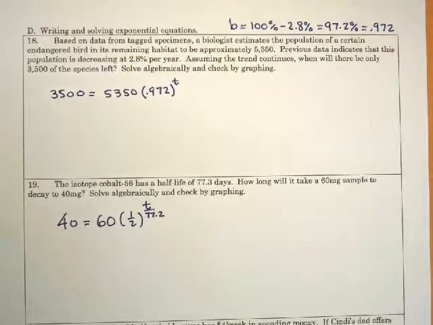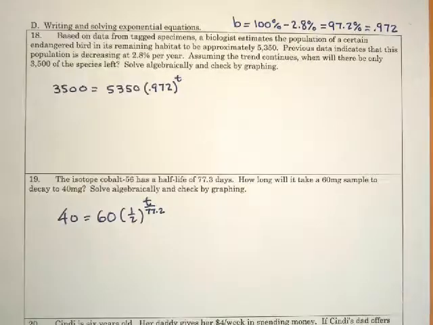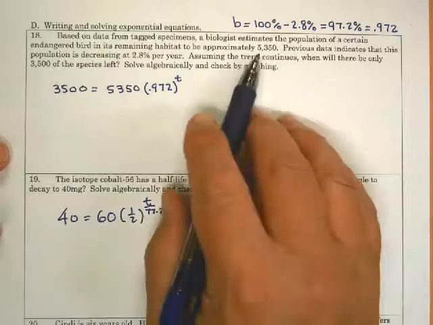Okay, this is Mr. Peterson finishing off the 8-5 notes. This is page 4 of 4. And on this page we have 3 practical problems. This first one is about the population of some endangered birds.